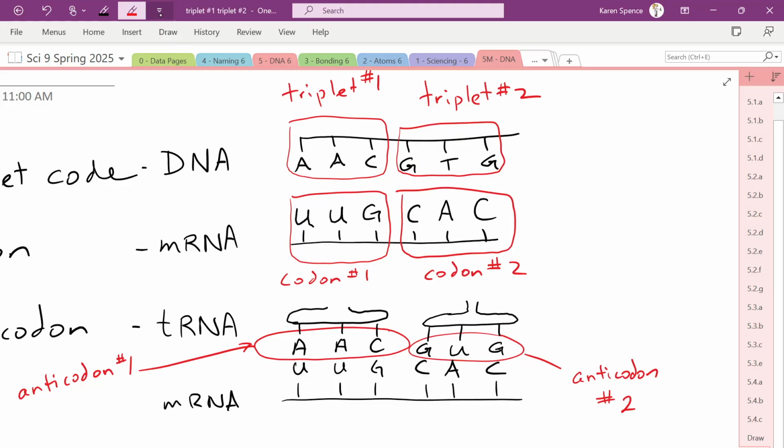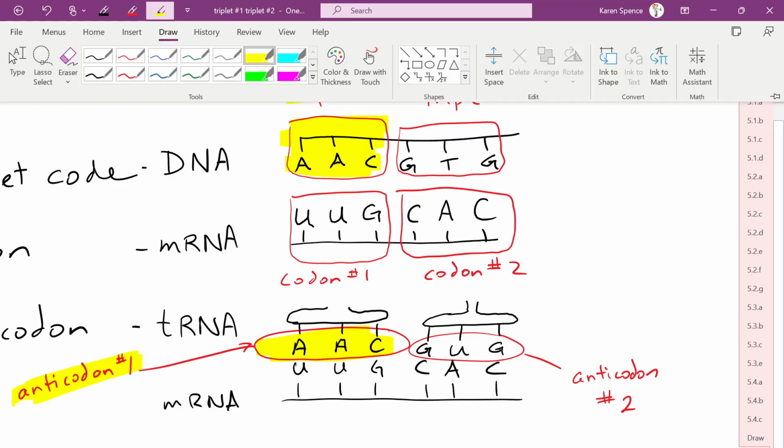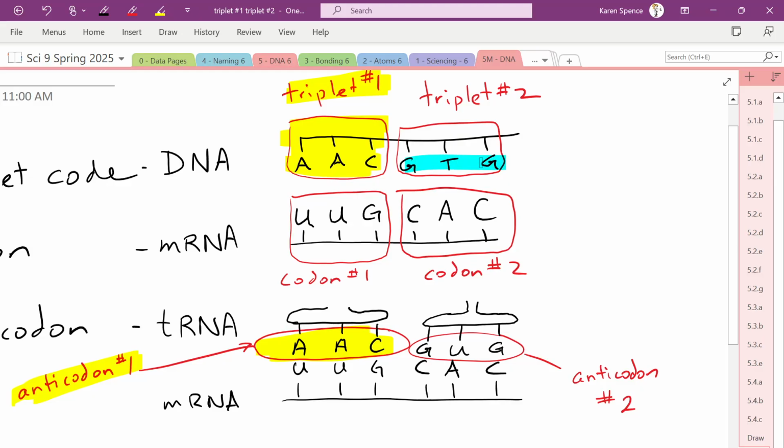What do you notice about triplet number 1 and anticodon number 1? They're the same. Now, is triplet number 2 also the same as anticodon number 2? Almost, but what's different? We have a U instead of a T.